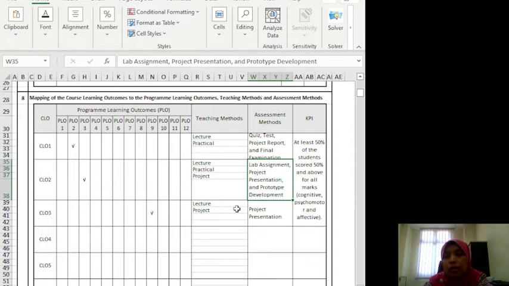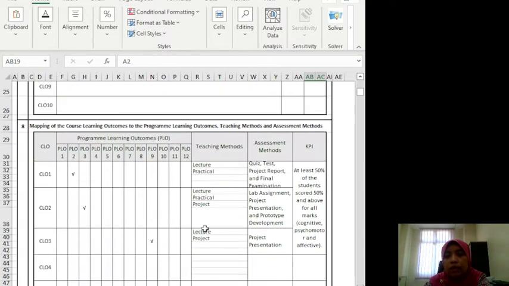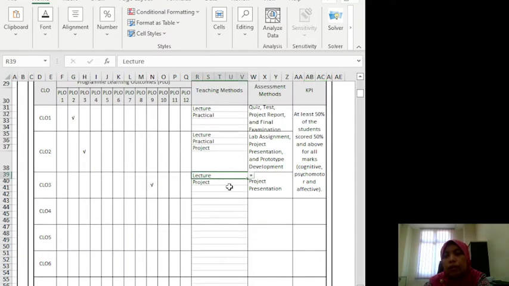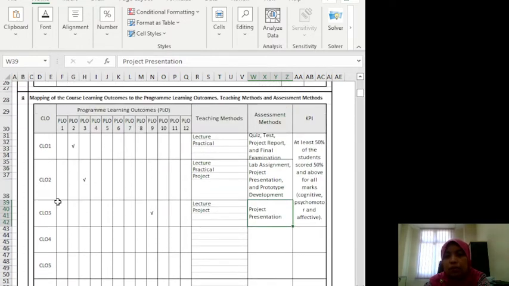Okay, and also the last one for the A2. Okay, this is the A2 lah. Okay, effective lecture and also project and project presentation. So basically we will know lah how you explain about the proposed work that you try to build during your final project. Okay, alright, so there are 3 lah, CLO1, 2 and 3.